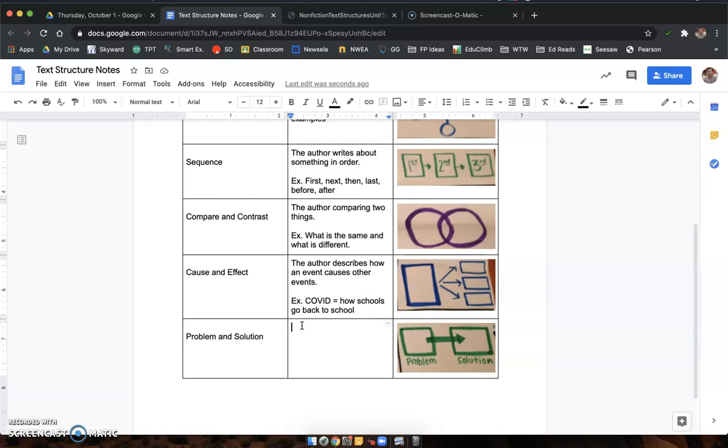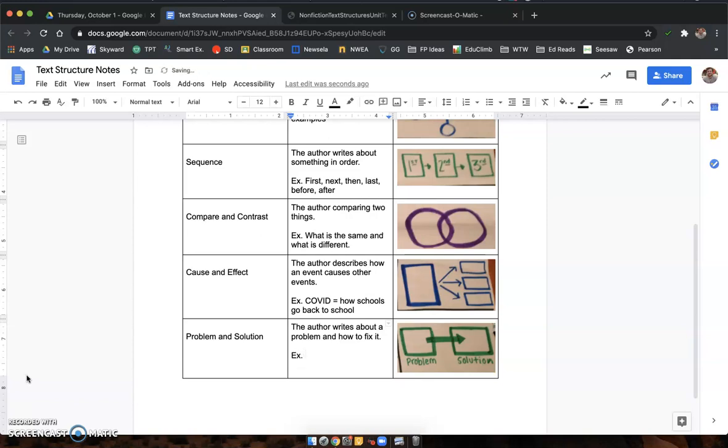Last one is very similar to cause and effect. It's problem and solution. Right, and this one is the author writes about a problem and how to fix it. Okay, so problem and solution, the author writes about a problem and how to fix it.